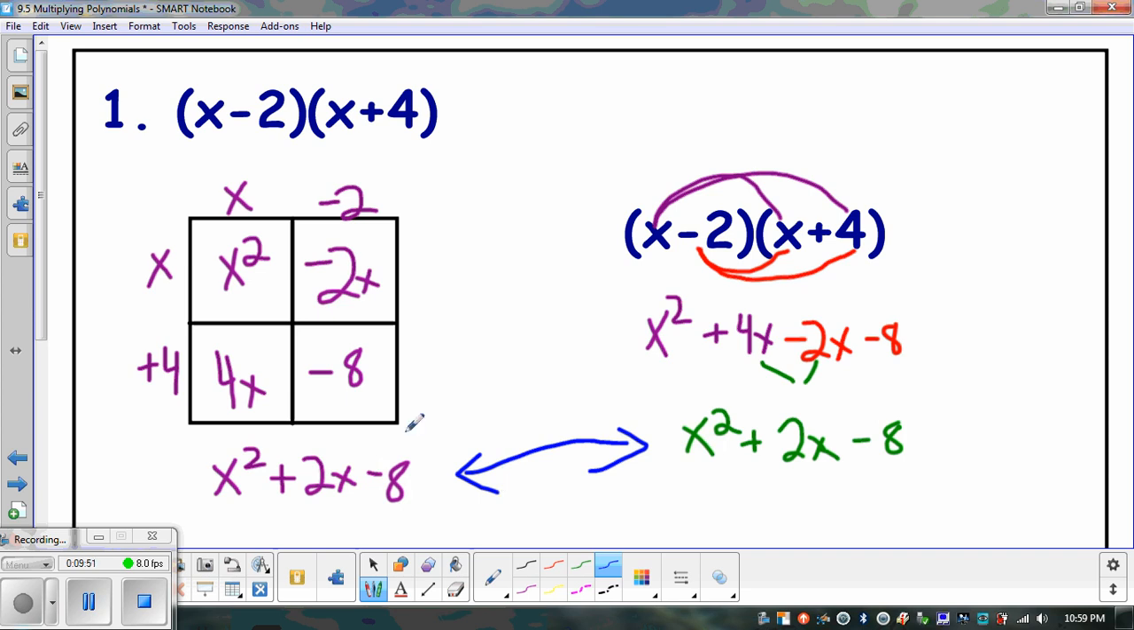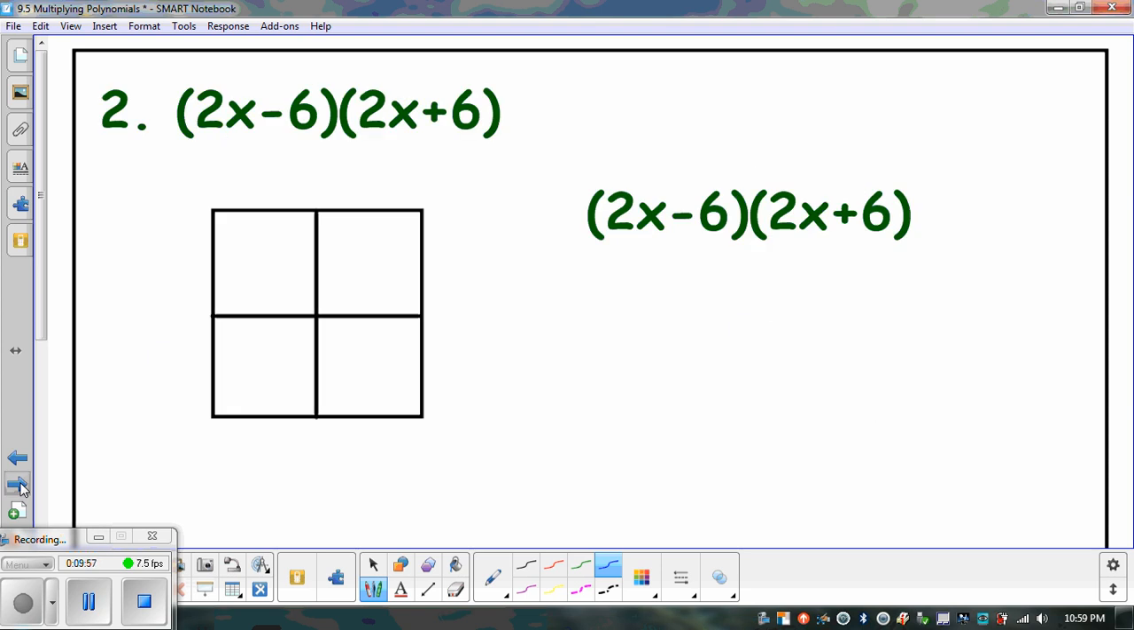When you are ready to move on to example 2, I would like you to pick a method that you prefer. Do you prefer the box method? The first polynomial is 2x minus 6. The second polynomial is 2x plus 6. So would you rather use this method, or would you rather distribute here? Take a moment and make a decision which way you would like to go. Follow those directions and get your answer. Unpause the video when you are done to see how you did.